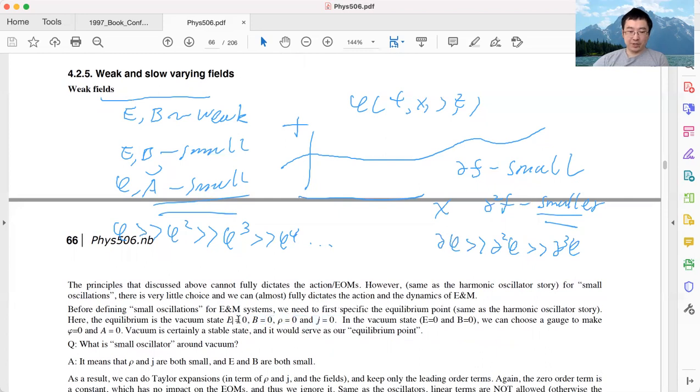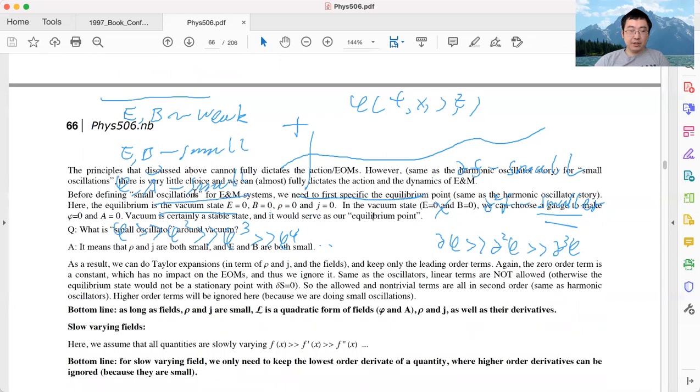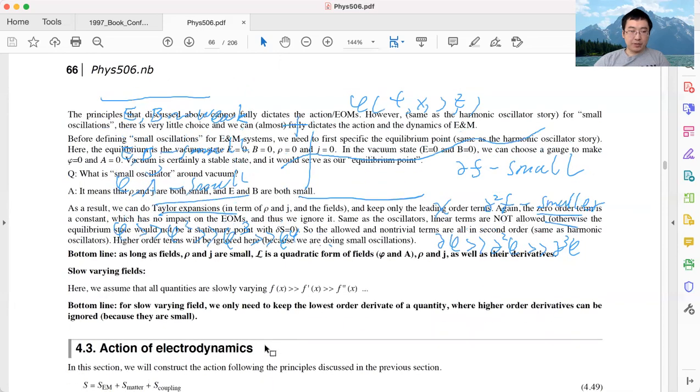Weak field means that we are going to consider everything very close to zero. E and B are very close to zero, charge density and current density are all very close to zero. And this everything equals zero is my ground state, my vacuum state. And I will only consider fluctuations or small deviations from my ground state. That's the so-called low field, weak field, and slow varying approximation.